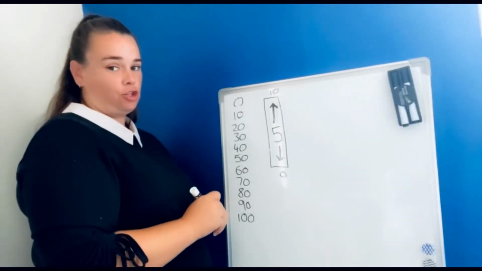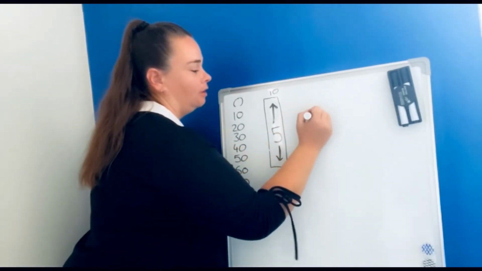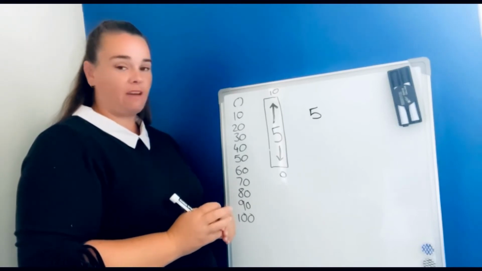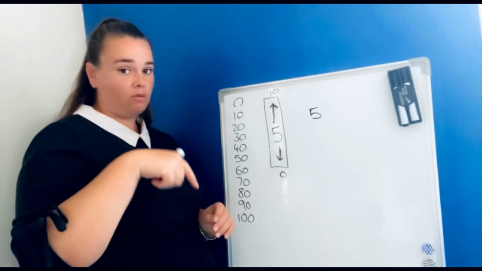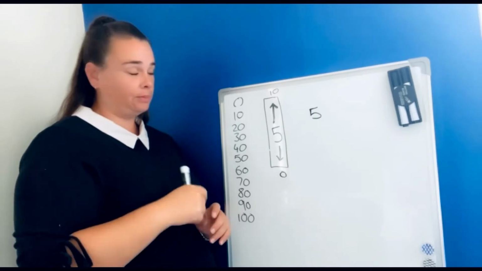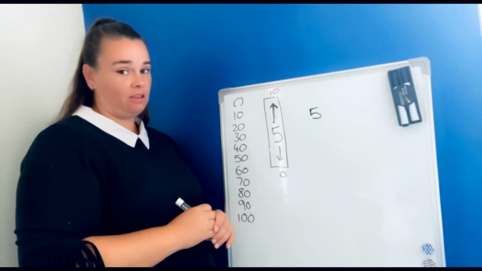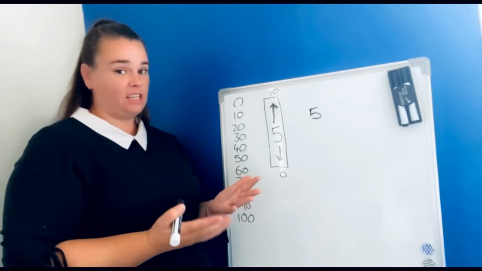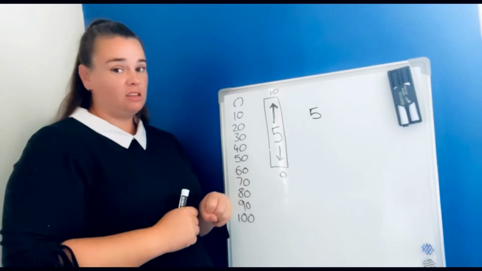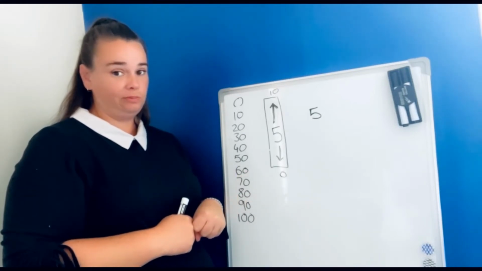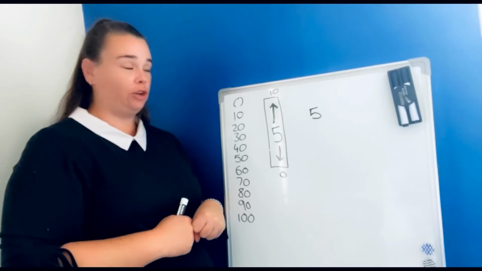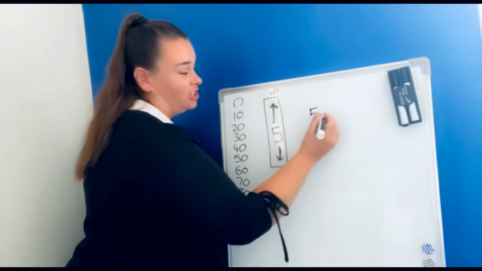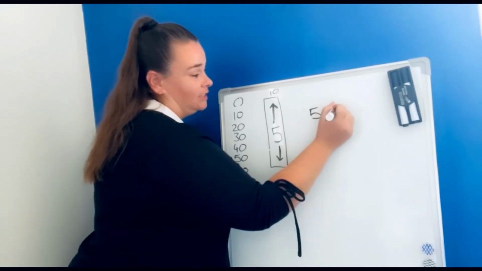How about a trick number? The number 5. Are we going to round 5 up to the nearest 10 or round it down to 0? Have a think. If you had 5 lollipops, would you like to have 10 lollipops or 0 lollipops? You would like 10 lollipops, wouldn't you? I know I would. So yeah, 5, we're actually going to round it up to 10.